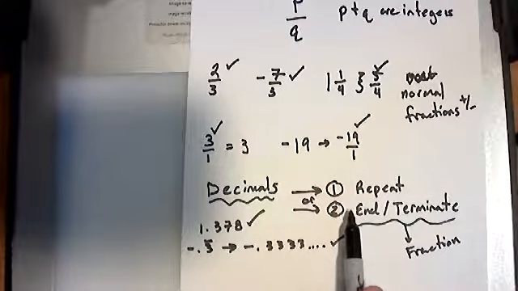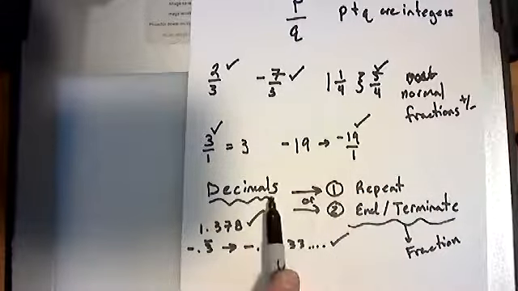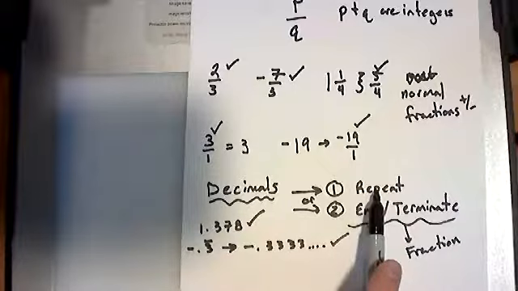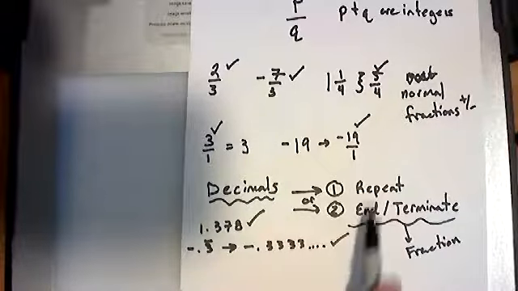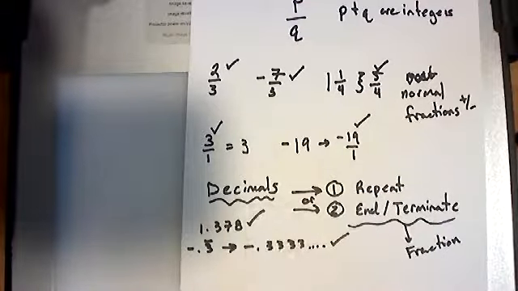I don't say that very often, but I will say it here. The easiest way to know if a decimal is rational is, does it repeat or does it end? And if you say, well, isn't that everything? Think about pi. Pi does not repeat, pi does not end, pi is not rational. One other thing I will mention real quick.